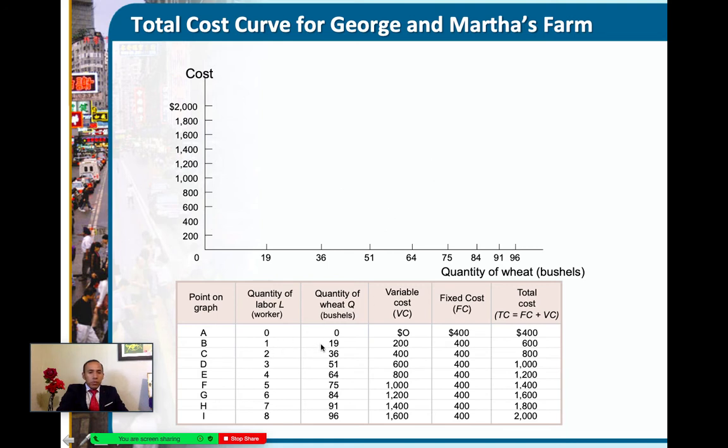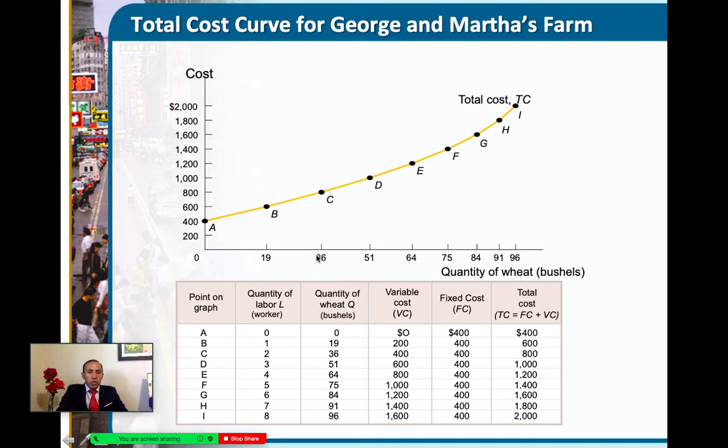If we produce 19 units, which is this one, well, now we have to pay labor fees or some other variable factor, and our total costs are going to begin to rise. So we have our total cost for no units is 400. If we produce 19 units, we have to pay a fixed cost and a variable cost, which is $200. So that's why our total cost rises.